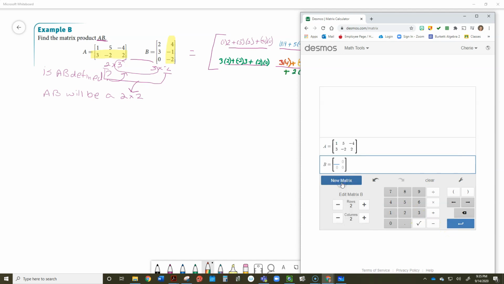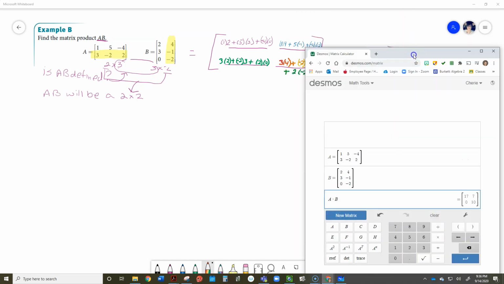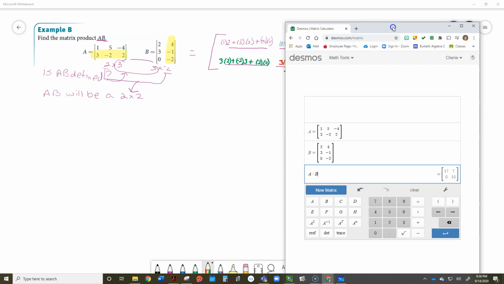And then B, new matrix, and it is a 3 by 2. So put the new size, 2, 4, 3, -1, 0, -2. Press enter, and now see what A times B is. A times B, they tell me, is 17, 7, 0, 10. 17, 7, 0, 10. I did it right.